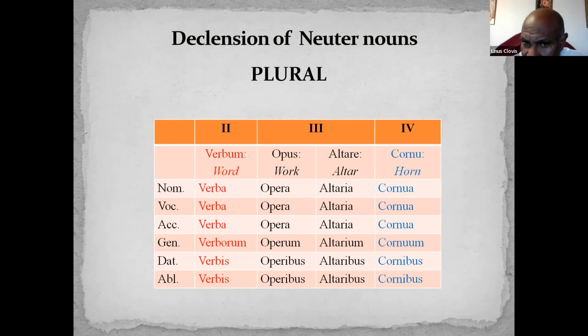Now remember, for the third declension, when it's a vowel stem, we have that extra I appearing. Okay, and then for the dative, verbis, and the ablative is verbis. The third is operibus, altaribus, and the dative and the ablative are the same. And then cornibus, cornibus.